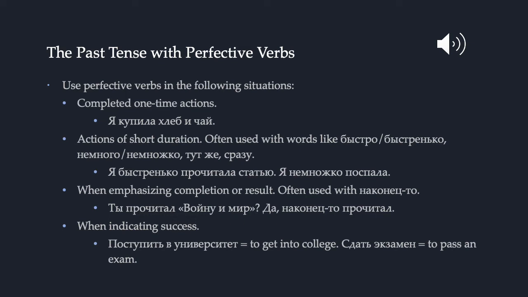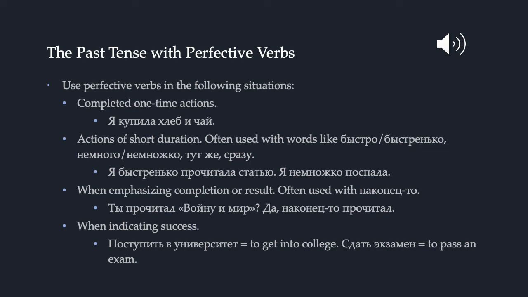You are also going to use perfective verbs when you are emphasizing the completion of the action or the result of the action. And in this situation, you're often going to see them combined with the phrase наконец or наконец-то, which means finally. For example, ты прочитал «Войну и мир»? Have you finished reading War and Peace? Да, наконец-то прочитал. Yes, I finally finished reading it.